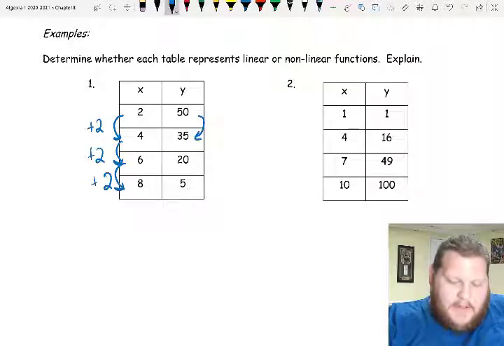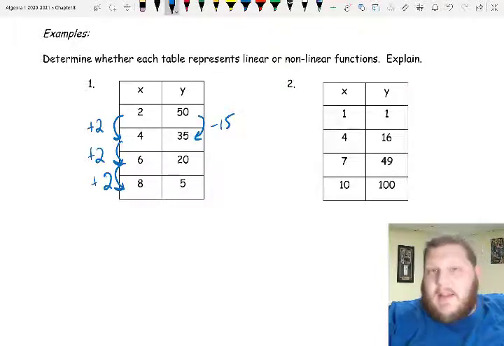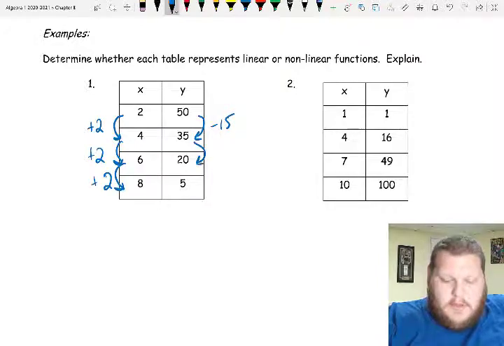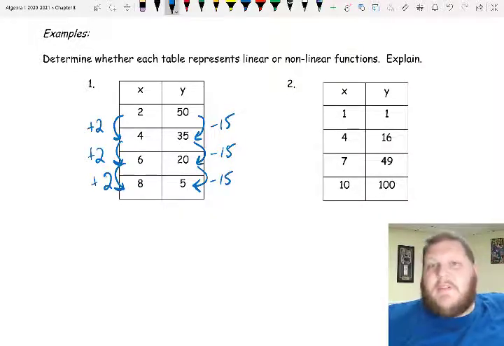For my y values, going from 50 down to 35, that would be subtracting 15. 35 to 20 is another subtraction of 15. 20 down to 5 is once again a subtraction of 15.